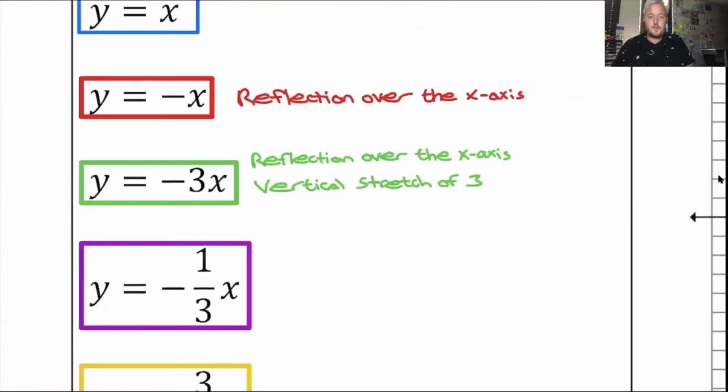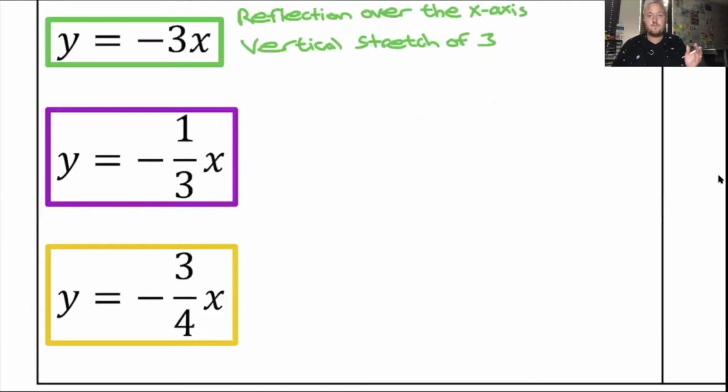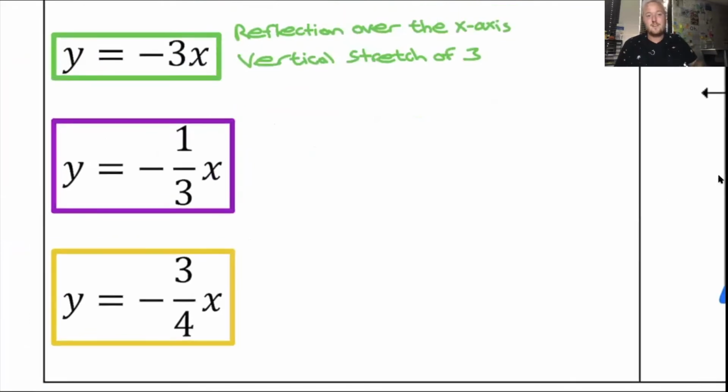So these are all actually going to have more than one transformation. So the negative in itself is one transformation. So the negative and the 1/3, those are two transformations. The negative and the 3/4, those are two totally separate transformations.